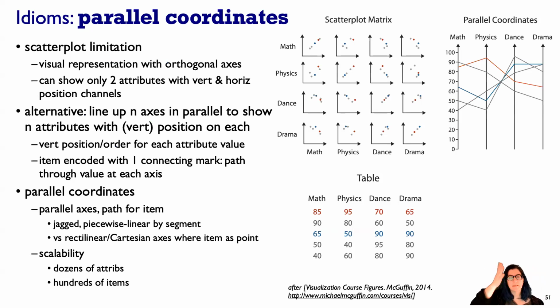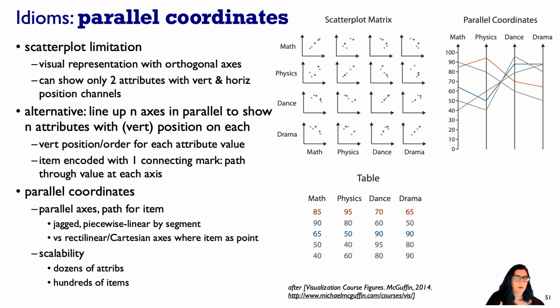What else could we do? We could have axes line up in parallel, where we could show n attributes with n axes by saying, on each of them we could figure out a vertical position, and then we can use one of these connecting marks to connect up all of these different points. So now one of these paths actually represents an item. It's a jagged line, piecewise linear for each one of those little subsegments. So in a rectilinear scatter plot, the item is a point. In parallel coordinates, the item is one of these jagged paths, sometimes called a polyline.